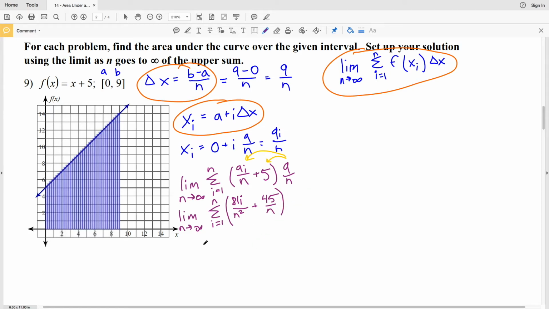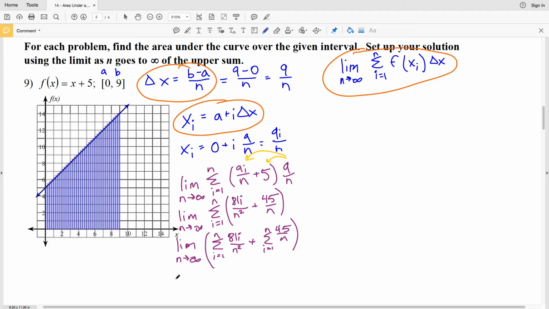Now I'll break up my summations. So I'll have the limit as n approaches infinity of, starting with that first summation, 81 times i over n squared. And that will be added to the summation from i equals 1 to n of 45 over n.